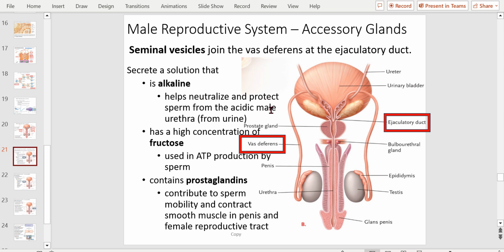They secrete an alkaline solution, which helps neutralize and protect sperm from the acidic male urethra. Urine is slightly acidic, so before the semen passes through the area, the whole area needs to be neutralized, and that's the help of this alkaline solution. It has a high concentration of fructose, which the sperm use for ATP production. It contains prostaglandins, which contribute to sperm mobility and contract smooth muscle in the penis, and also affect the female reproductive tract to move the sperm deeper into the female genitalia.